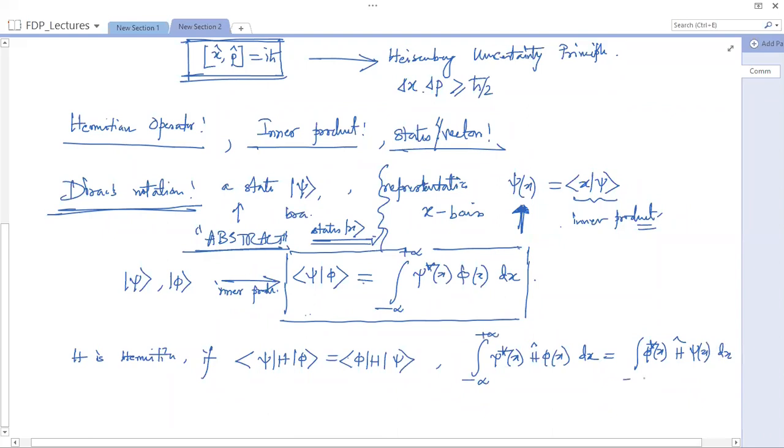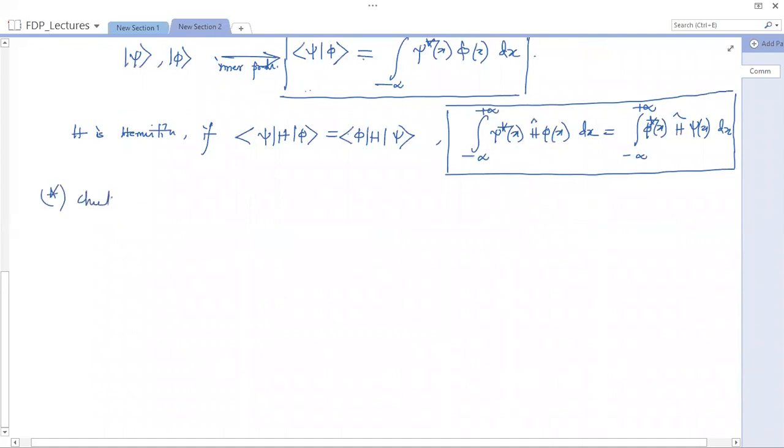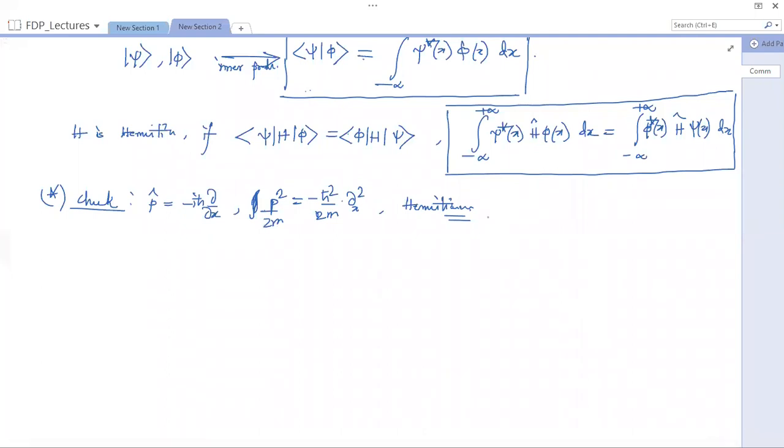With the proper limits, you can check that the operator P, and any function of the operator, any function of P, like P square, P square by 2m, are all Hermitian operators.